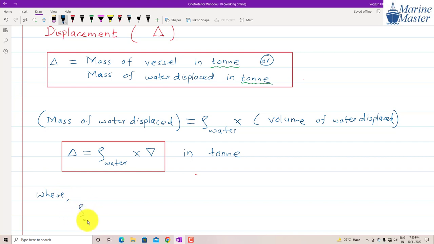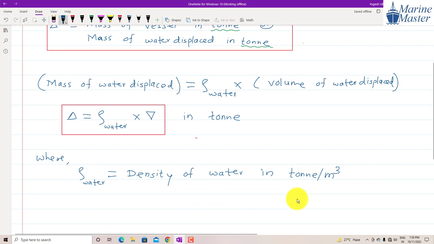So rho water is the density of water, and the density of water must be in what? In naval architecture, mass is in ton, so density must be in ton per meter cube. What is the unit of density? Ton per meter cube. Throughout naval architecture, our favorite unit of density is ton per meter cube.